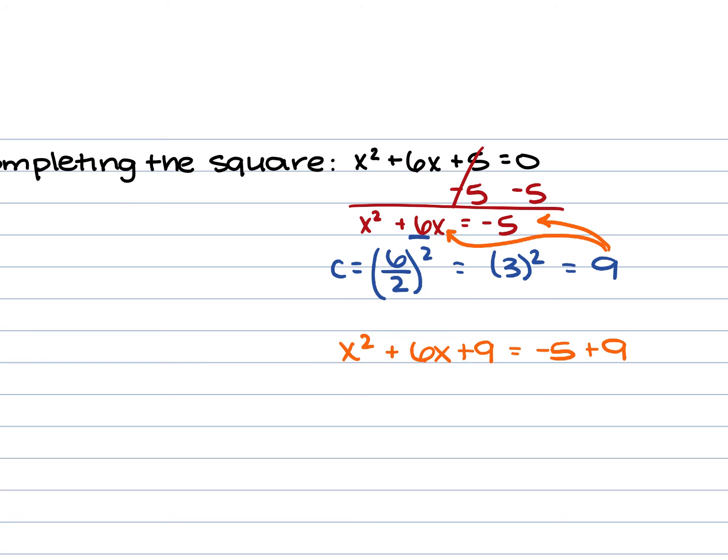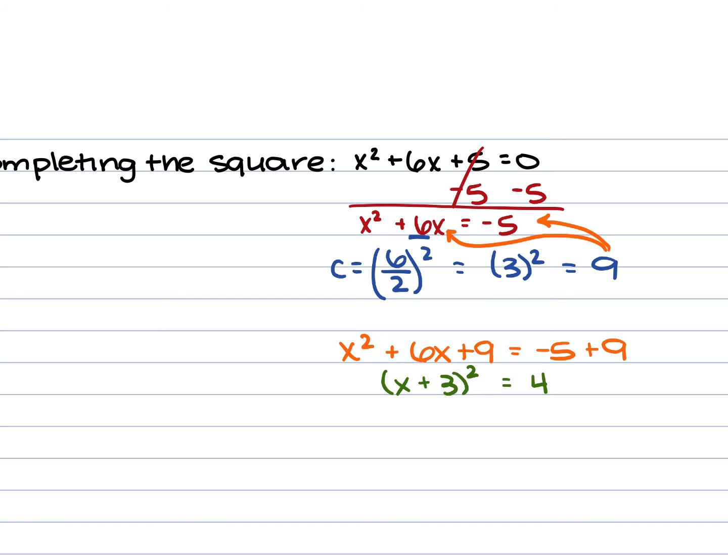We're going to factor the left side, add the right side. When we factor the left side, the number that was in the parentheses before we squared it is what we're going to have with our variable. So our variable here is x. That number that was being squared in order to get the 9 is 3. The 3 is positive, so it's x plus 3 squared. Negative 5 plus 9 gives us 4. And from here, we're just going to solve for x. We have x plus 3 raised to the second power is equal to 4.